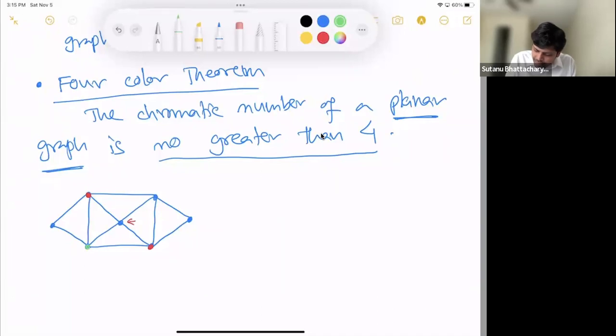Now we can use green. Let's make it green. We cannot make the others green. Let's use yellow. We can make it yellow because they are not adjacent. So for this graph, the chromatic number is 3, because we need a minimum of 3 colors to color the graph. So chromatic number is 3. So we can see another graph.